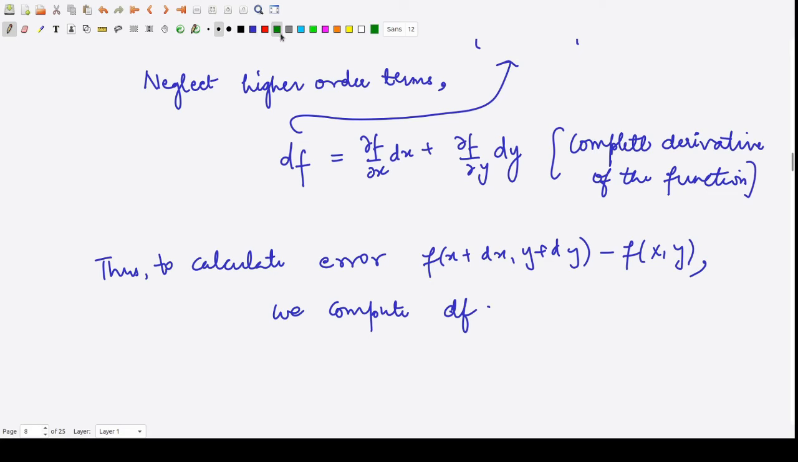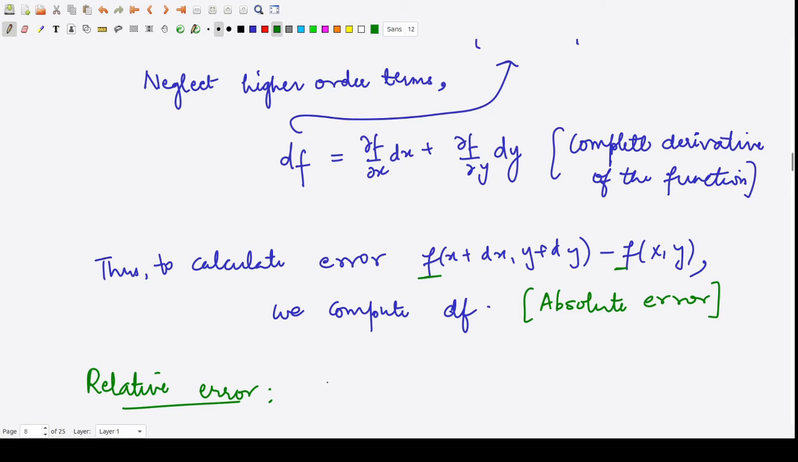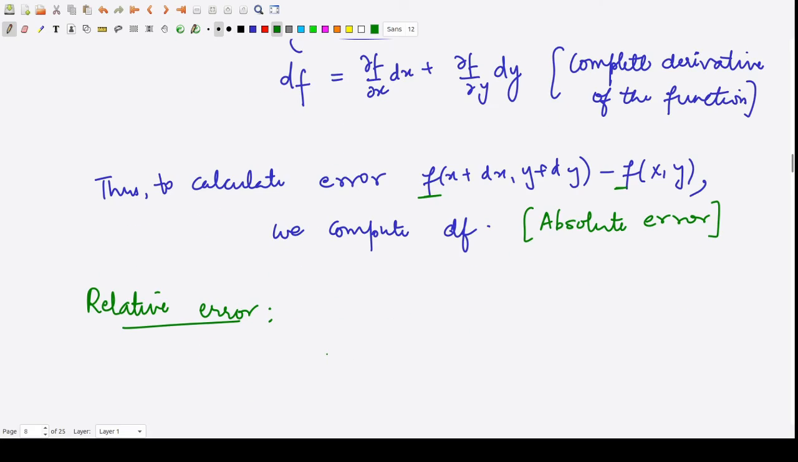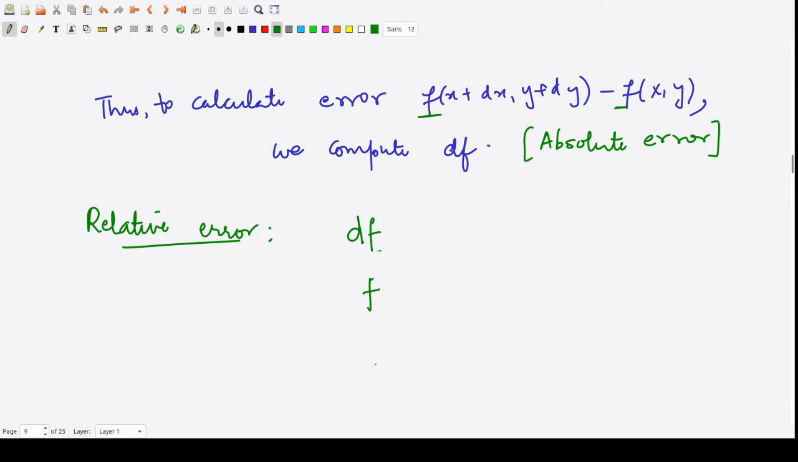And if we wanted to calculate the relative error, what is this error? This error is the absolute error. It has the same units as whatever your function is representing. So if we wanted to calculate the relative error, we just have to divide this error df by the function itself.